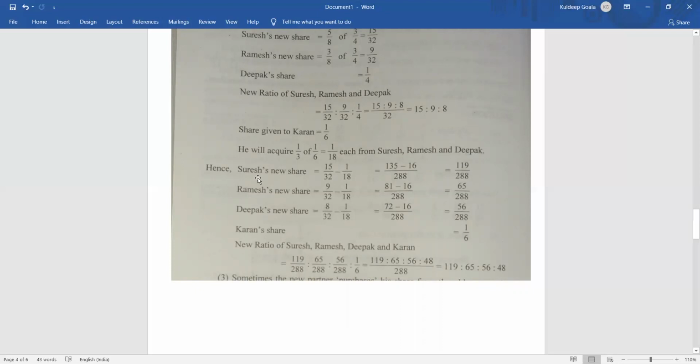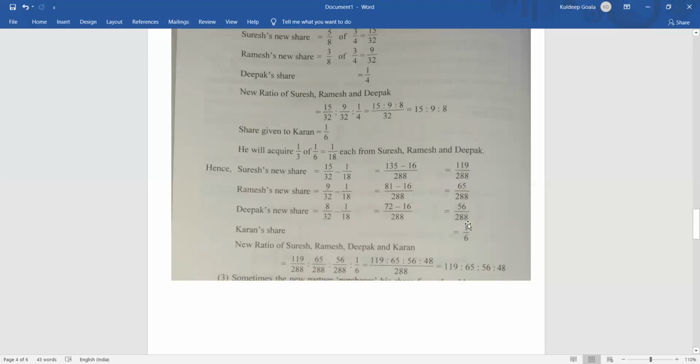In case of Suresh, what will be the new ratio? The old ratio was 15/32, minus the sacrifice of 1/18. You can see the LCM is very high. You have to find the common factor and the LCM. So it is 119/288. Clear? In case of Ramesh, it was 9/32 minus the sacrifice of 1/18, so here it is 65/288. Deepak's share was 8/32 minus 1/18, so it is 56/288.